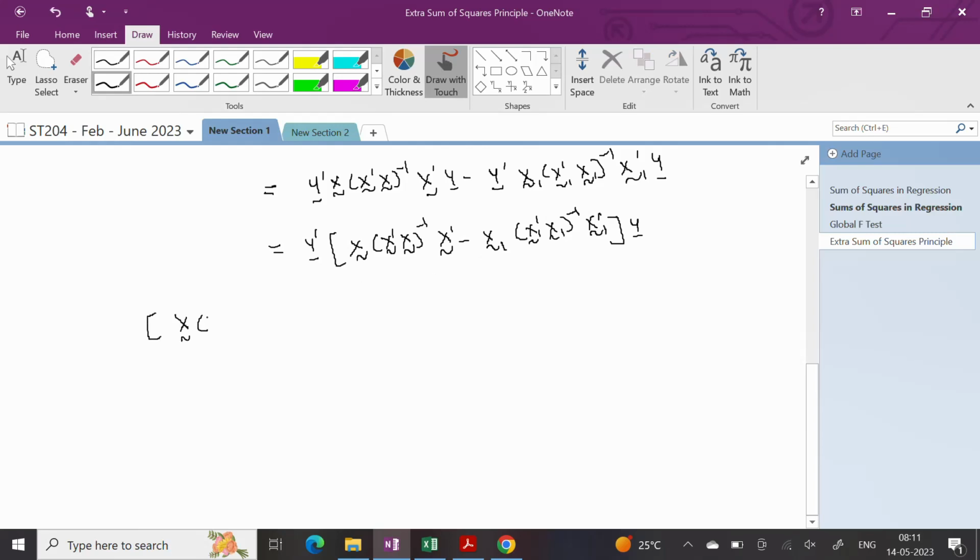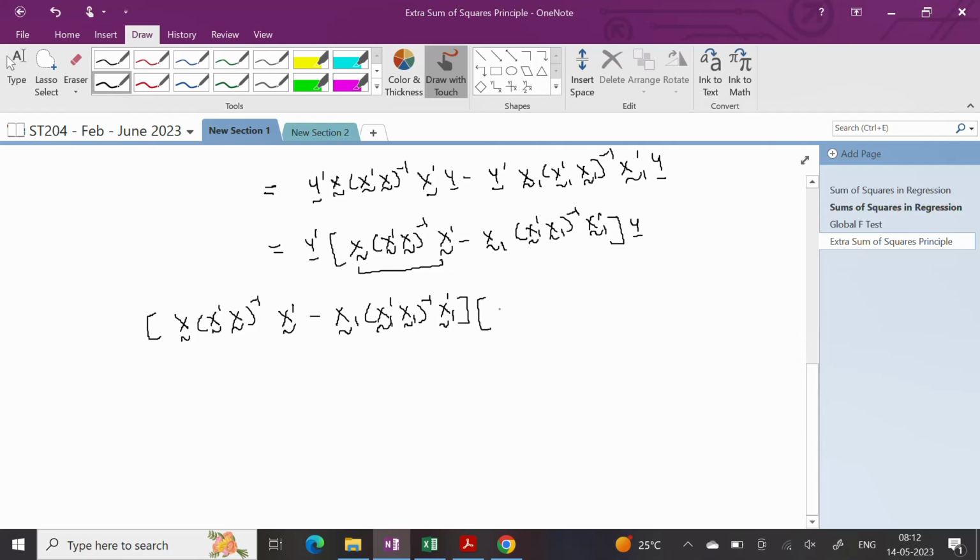So I have X prime X whole inverse X prime minus X1 prime X1 whole inverse X1 prime. First of all, is this a symmetric matrix? Now we know that this matrix, if I take its transpose, is X prime X whole inverse X prime, which is exactly the same matrix. So this is symmetric, this is symmetric. As a result, the difference is also symmetric.